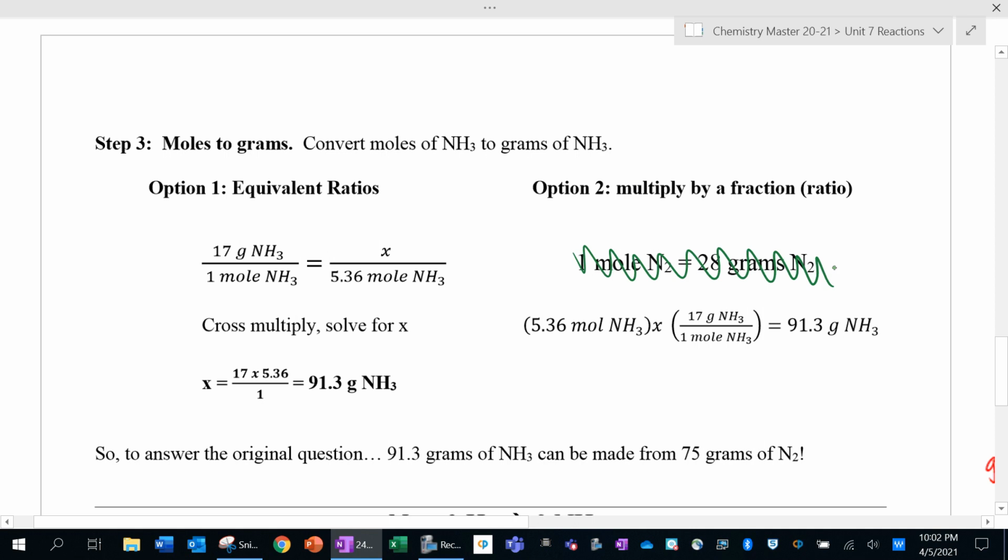Okay, so when I want to go from moles of NH3 to grams of NH3, I want to know the molar mass of NH3.